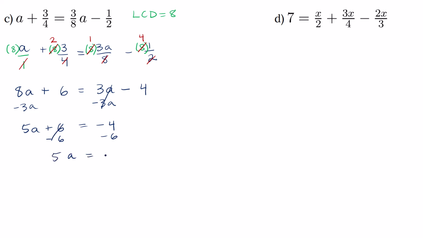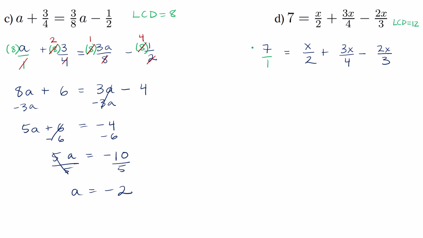5a is equal to negative 10. And finally, we get a is equal to negative 2. When I look at these denominators of 1, 2, 4, and 3, I see that my LCD is going to be 12. So I'm going to multiply all 4 fractions by 12.